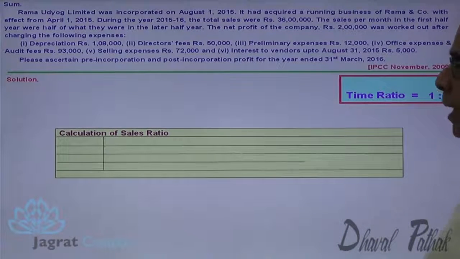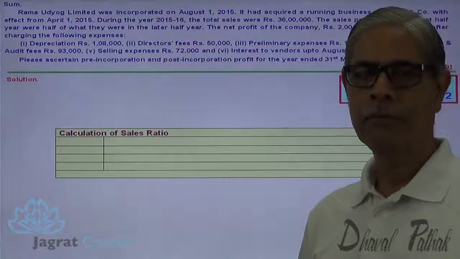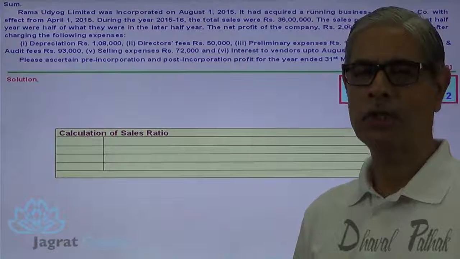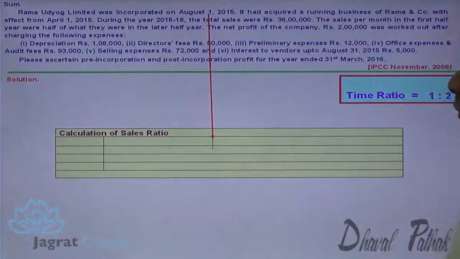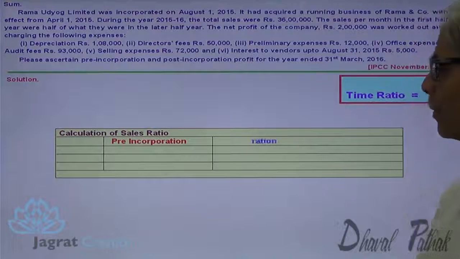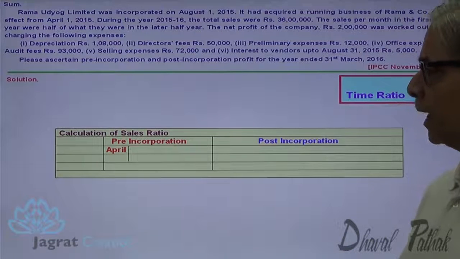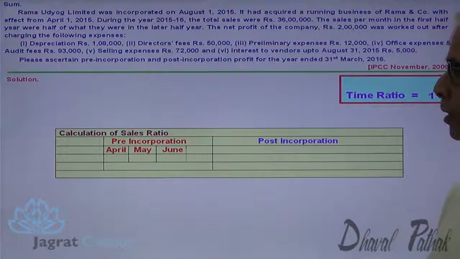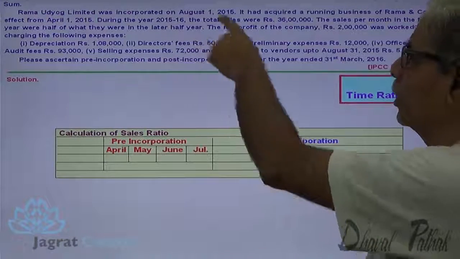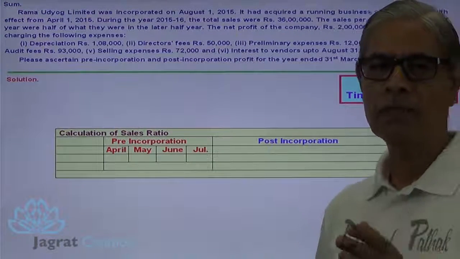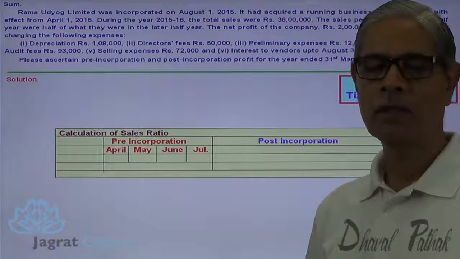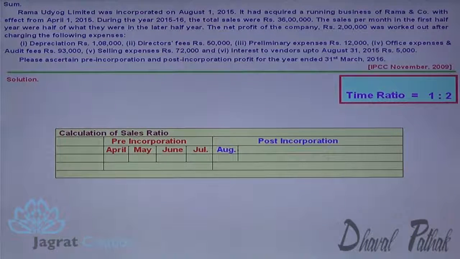First of all, I will draw a timeline for the number of months before incorporation, number of months after incorporation. As you know, that pre-incorporation months are 4, post-incorporation months are 8. Which months? April, May, June, July. Date of incorporation is the 1st of August. So period from 1st of August onwards is a post-incorporation period. Number of months in an accounting period is up to March.